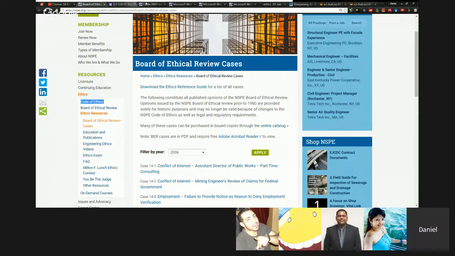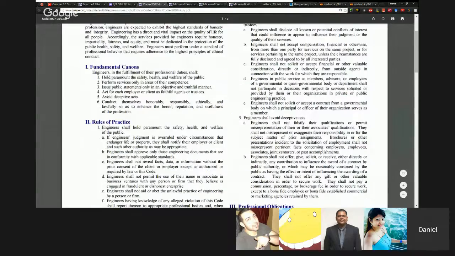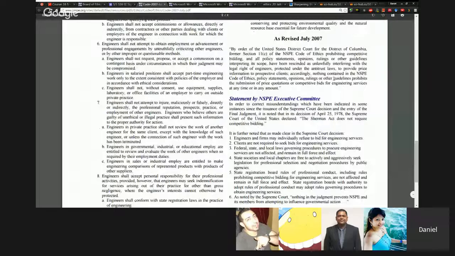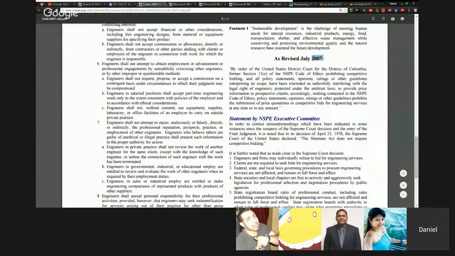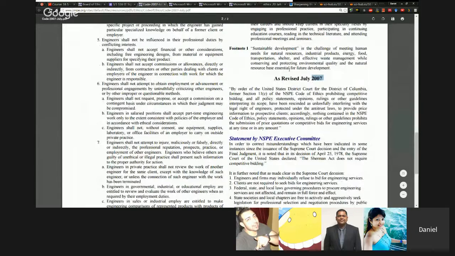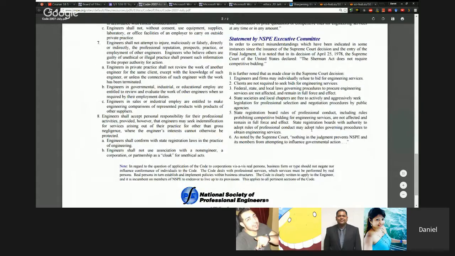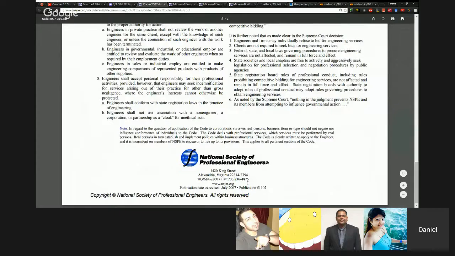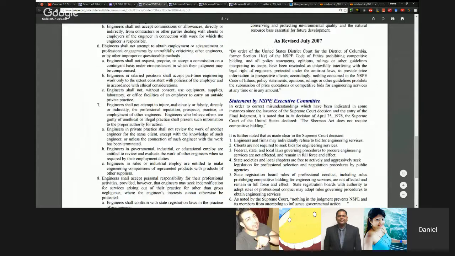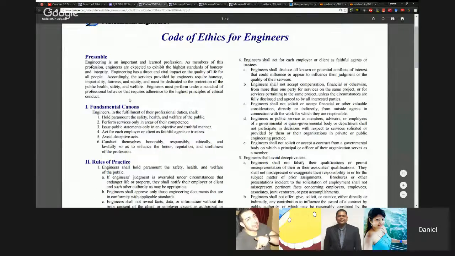Okay, so let's go ahead and look at the code of ethics. So here's the code of ethics. Let's go to the bottom really quickly. This was all revised in 2007 to include a couple of other things about competition. There were also changes about environmental ethics, sustainable development, and so on. That got added recently. So the code of ethics is a code describing what rules engineers are obligated to keep to.